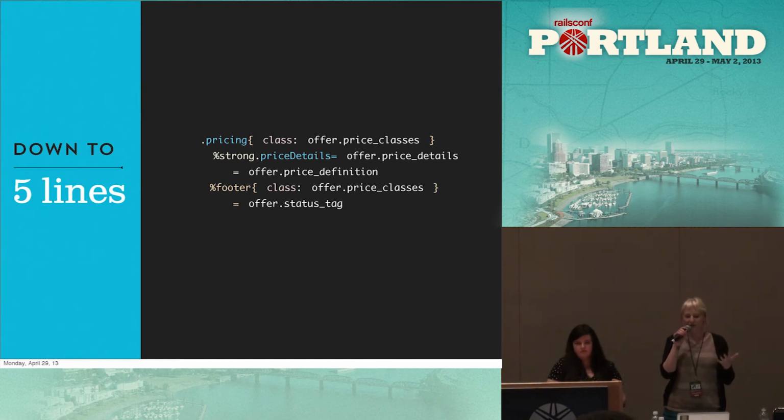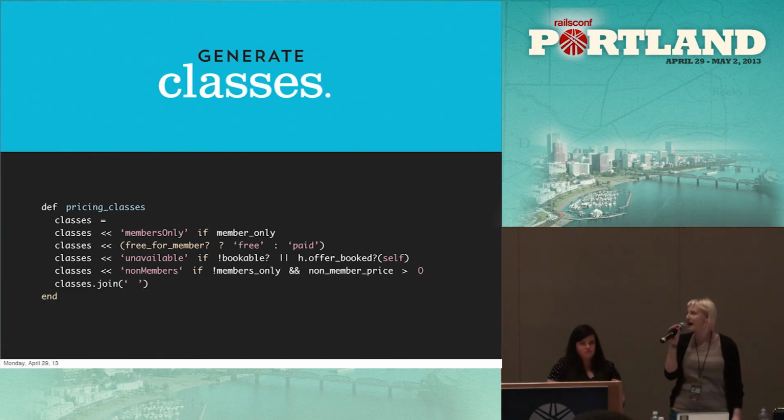There's a pricing definition. There are details. There's a status. It just kind of makes sense. And we obviously use helpers and decorators pretty extensively. We lean more towards decorators, but you could do the same things with helpers. And one of the first things that we started doing was generating classes.